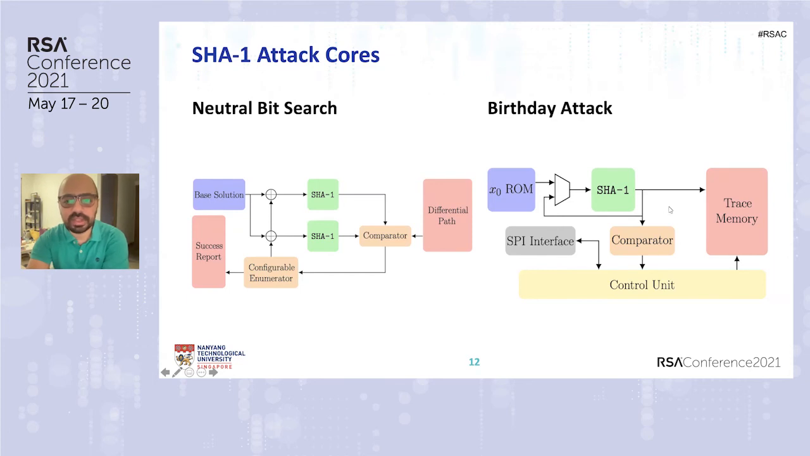The other circuit that we present is a birthday collision circuit, where we start with a random point in the functional graph of SHA-1, and then we search for a certain condition in the graph, and this leads to a trace in the graph, and then this trace is uploaded to the computer, and the computer analyzes the trace and finds the collision.